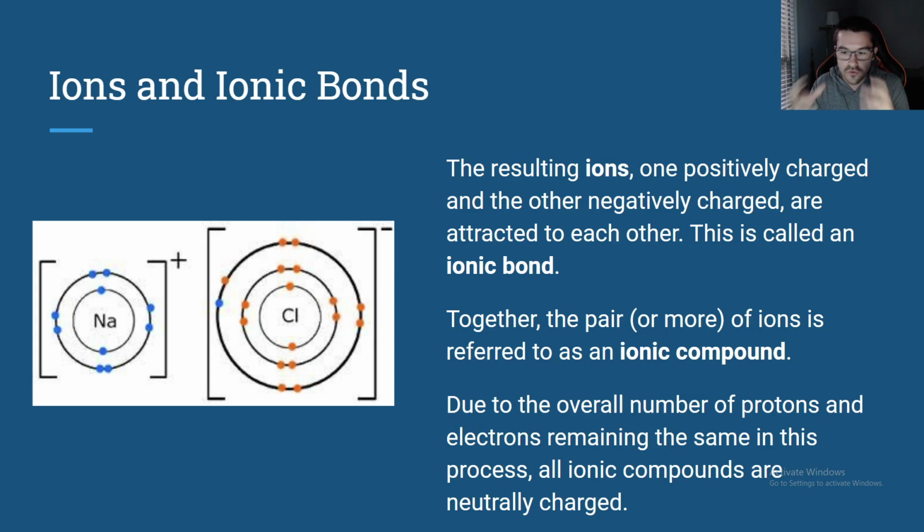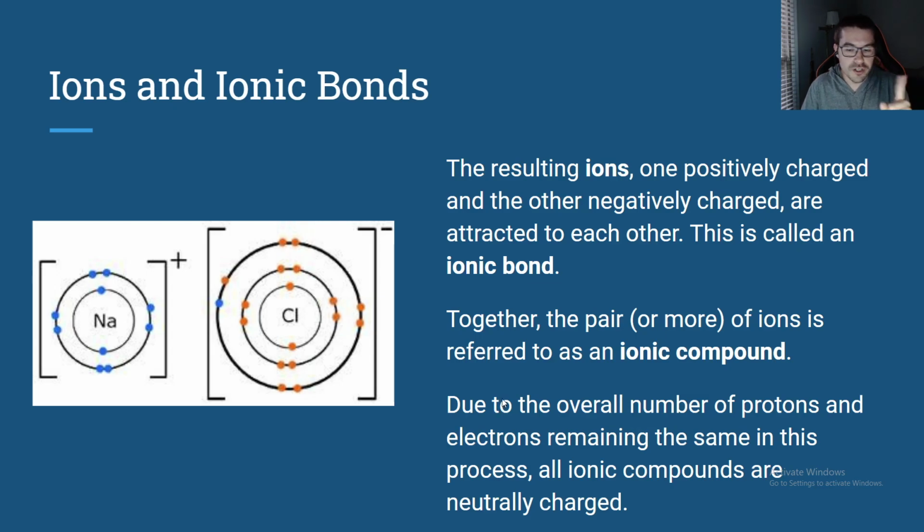It's due to the electron, what it feels, where it goes, and then the resulting ions that exist as a result of that, okay? Together, this pair of ions, and it can actually be more than two atoms, okay? This process can happen with more than just two atoms present. This resulting unit is called an ionic compound, okay?